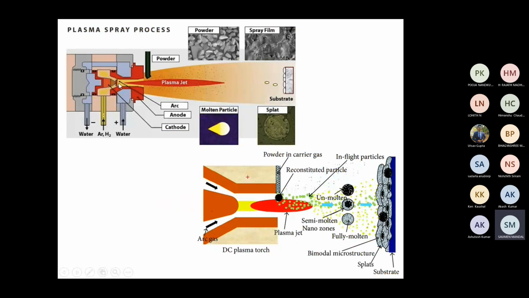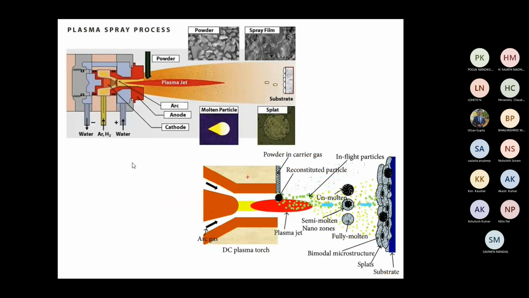First we need to generate a plasma, and there should be one anode and cathode, and between that anode and cathode an arc will be generated. Then, if you purge an inert gas into that arc, ionization will happen. The electrons in that arc will hit the neutral argon and make argon plus, and then plasma will form. Of course, there will be a high speed jet.